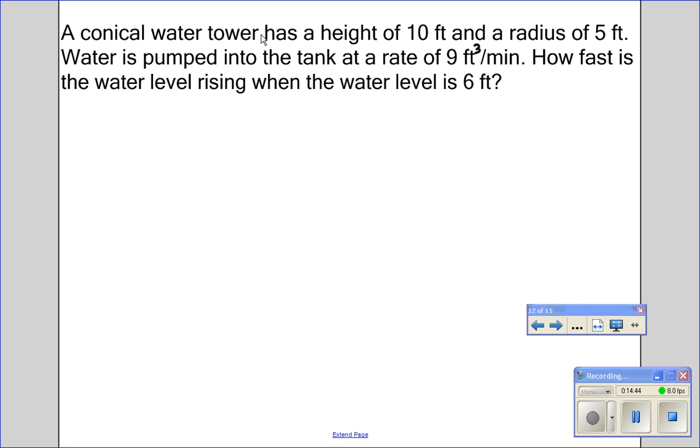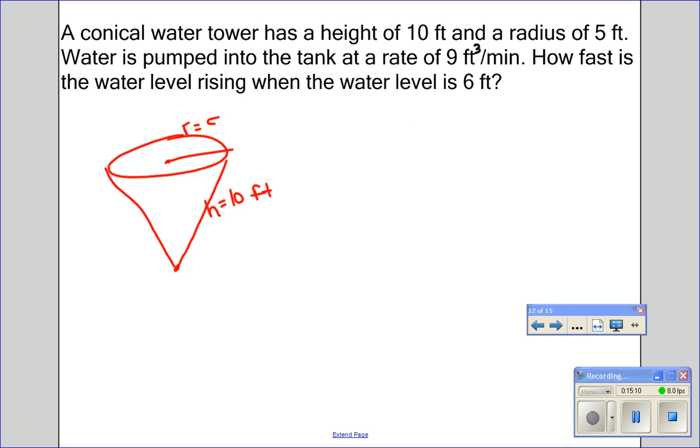So a conical water tower has a height of 10 feet. So let's think, if it's a conical water tower, I'm going to assume that the point is coming down, because you're going to want the water to all funnel out to the bottom like this. Conical water tower has a height of 10 feet, so that means this height here, a height of 10 feet, so h is 10 feet. A radius of 5 feet, r equals 5.